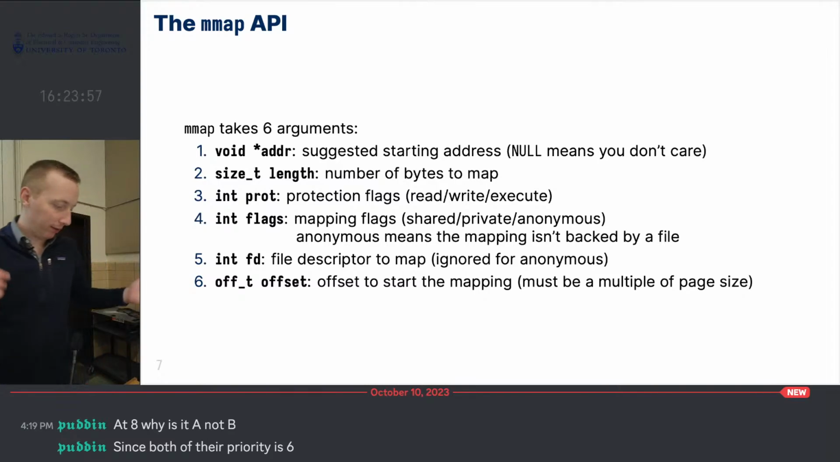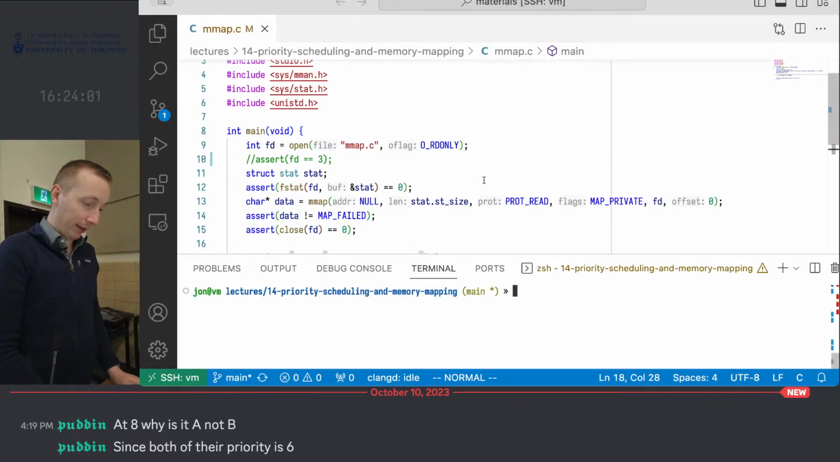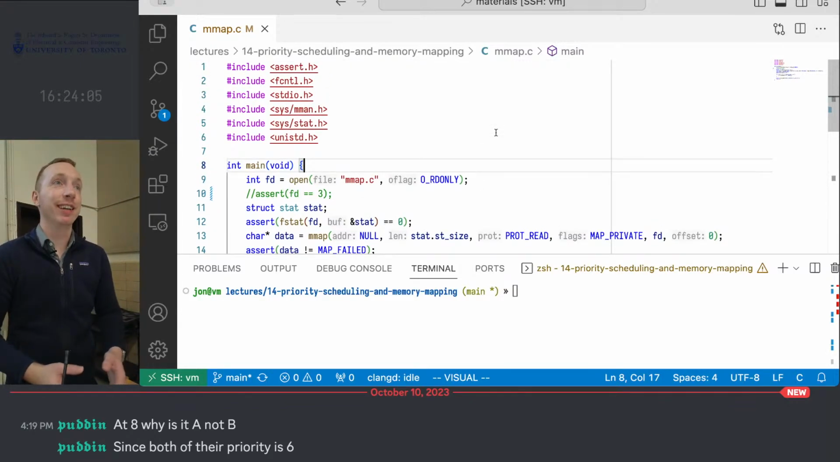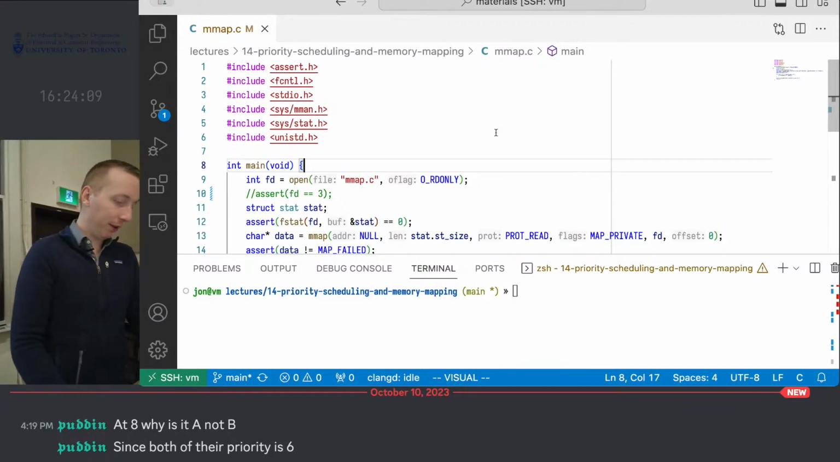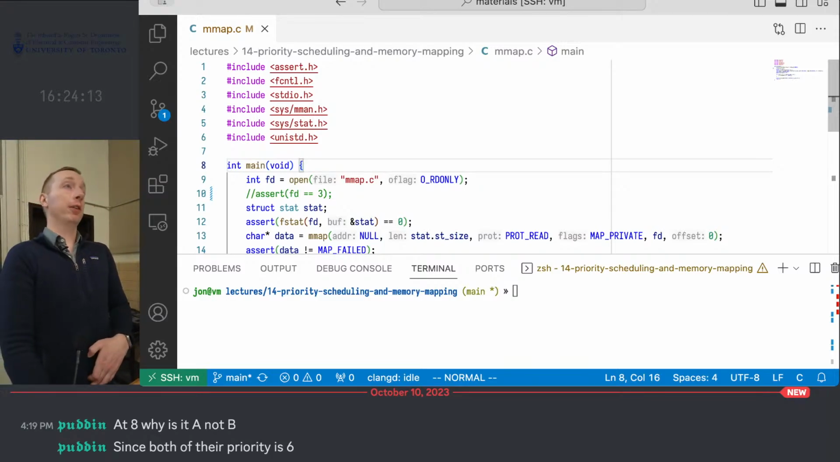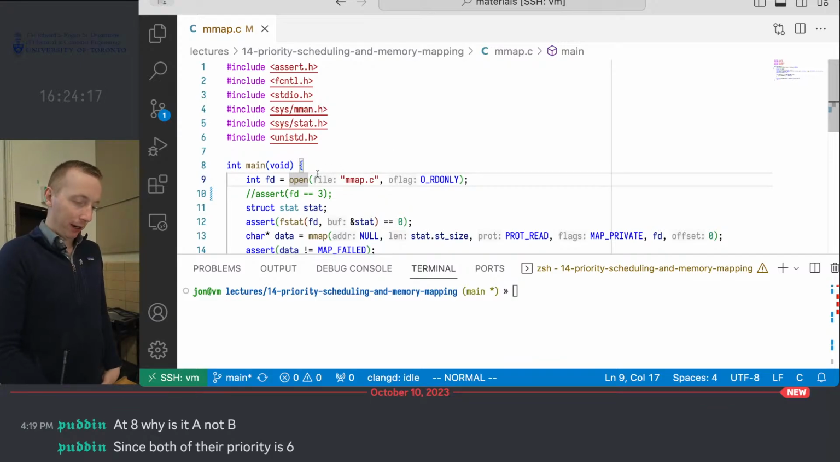So let's just dive into the example and see it. This is how most programs deal with files, because one, it's way more efficient, and two, it's actually less lines of code. You just have to know how virtual memory works in order for this to make sense at all.